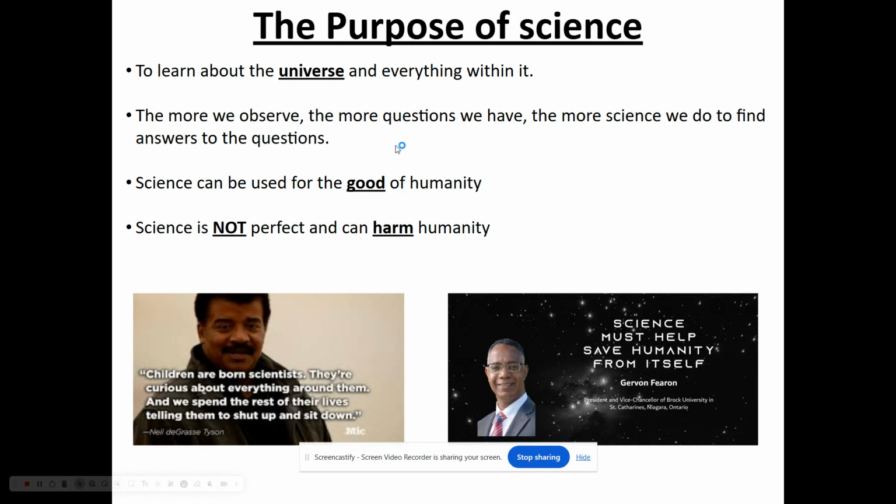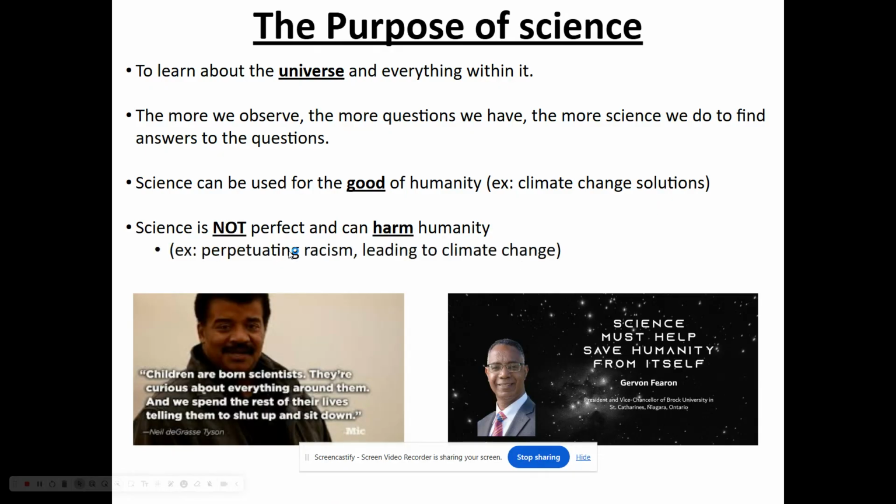And so what's important to understand is that science is good. It can be good for humanity. For example, it can help us find solutions to climate change. But we also need to understand that because science is done by humans, and humans are not perfect, science is also not perfect. Science can harm humanity. It's been used to perpetuate racism. And if you think about it, although it's finding solutions to climate change, science has led to climate change, right? We started burning fossil fuels using principles of science, and that is now leading to climate change.